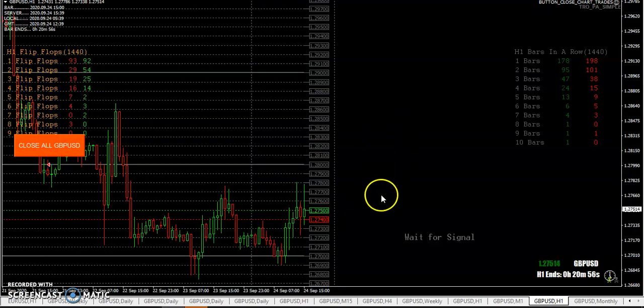Anyway, how many times do you get one green bar in a row, two green bars in a row, three green bars in a row, four green bars in a row, or red bars in a row? How many times does that happen? Well, as you can see here, after a certain point, the numbers really drop off heavily. So Buzzard reversal is when you get three or more bars in a row, same color, that's when you start looking for a price to reverse.